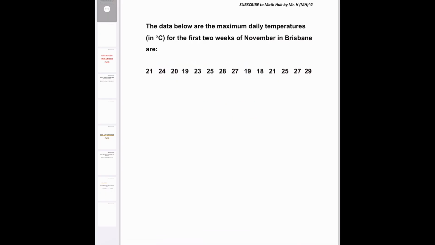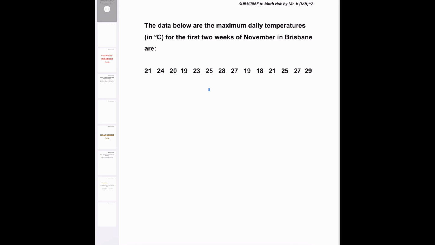To understand this further, let's have a look at the first example. The data below are the maximum daily temperatures in degrees Celsius for the first 2 weeks of November in Brisbane. First, we need to draw the columns: the stem column and the leaf column. We fill in the stem column by looking at the lowest and the highest numbers. The lowest is 18 and the highest is 29, so for the stem we have 1 and 2.